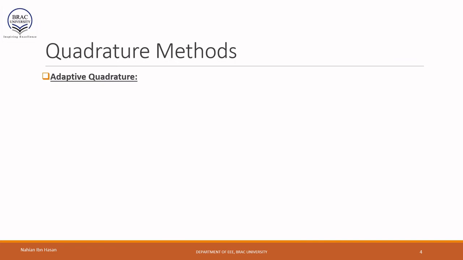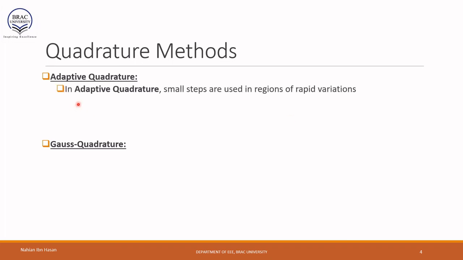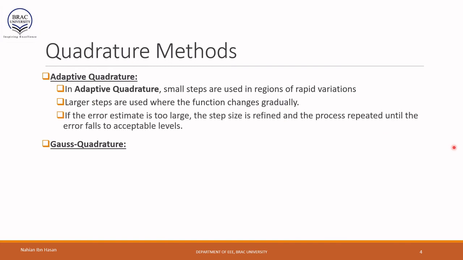So I have already said there are other methods like quadrature methods, adaptive quadrature methods, and Gauss quadrature methods, which can be used also for finding the integration of a function or equation. The adaptive quadrature method uses small steps wherever the variation of the function is very rapid. So I use small steps or small segments in those areas, but wherever the function values vary very slowly, I can use large steps or large segments. So that's the main idea of the adaptive quadrature method.